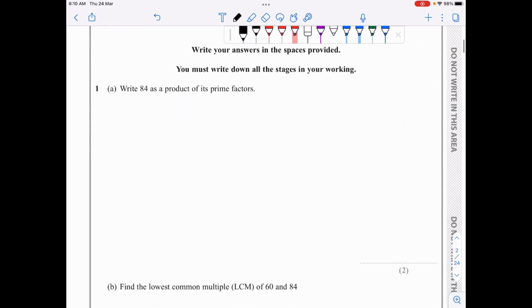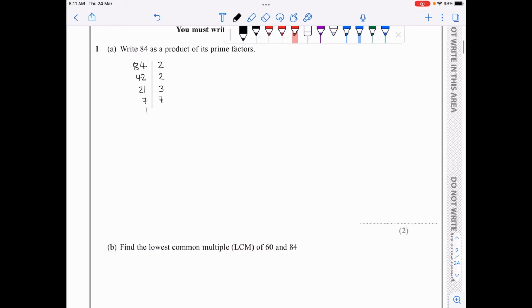Question 1 is about writing 84 as a product of its prime factors, and I could start by dividing 84 by prime numbers until I get to 1. So I start with 2, 84 over 2 is 42, again by 2 giving me 21, then 3, 7, and 7, 1. So that means I can write 84 as 2 squared times 3 times 7.